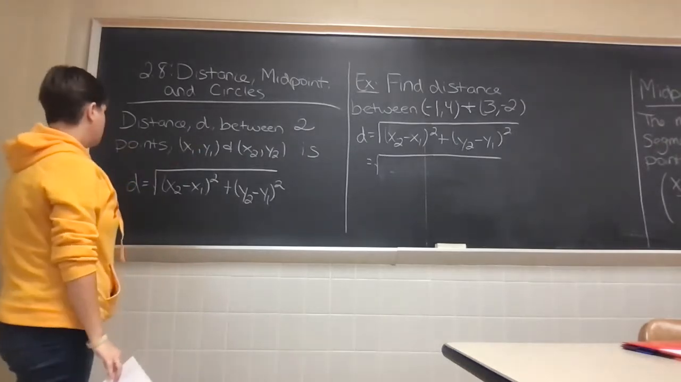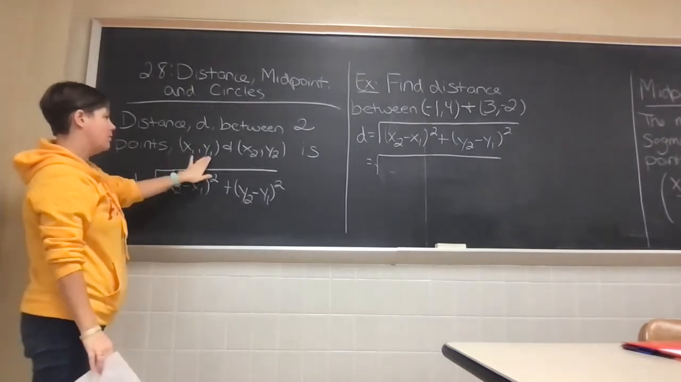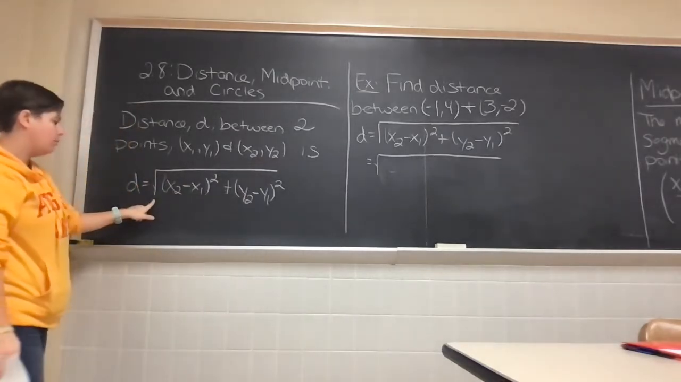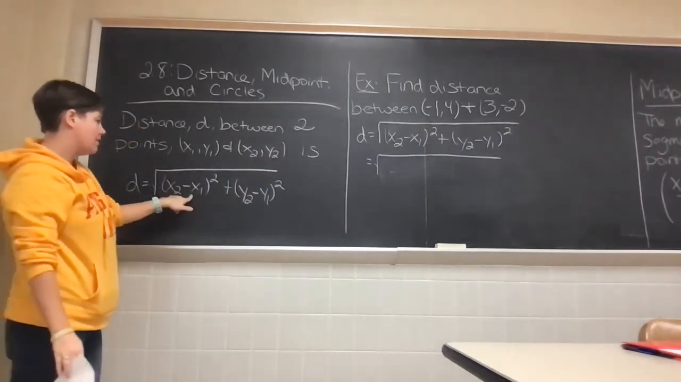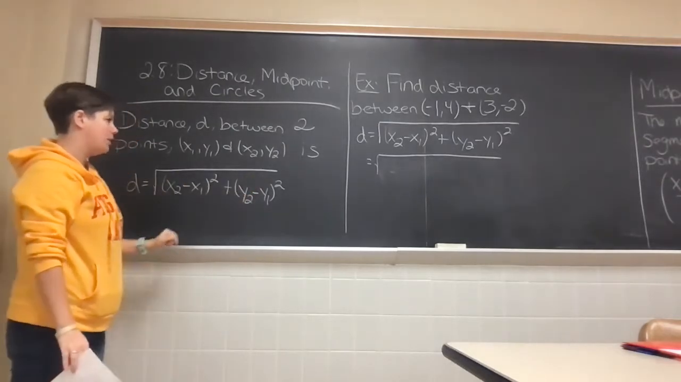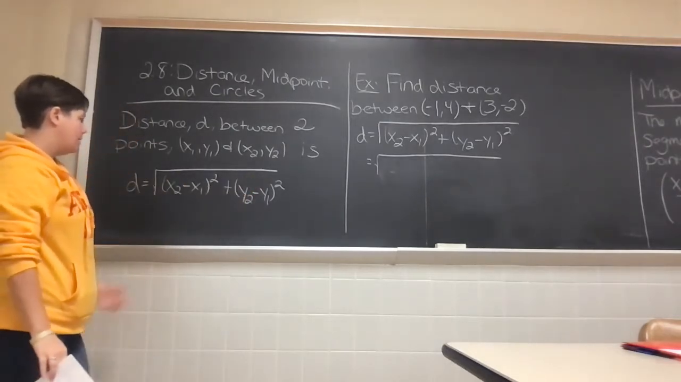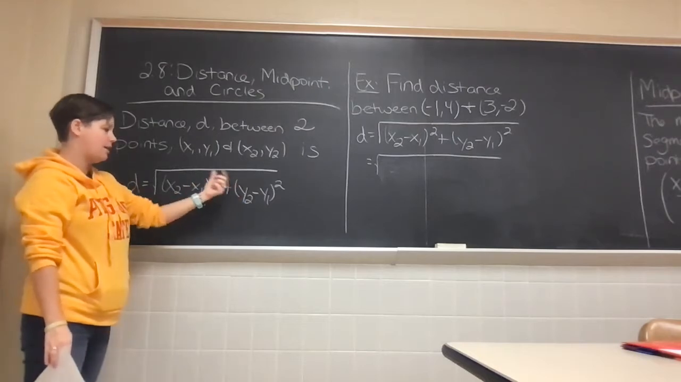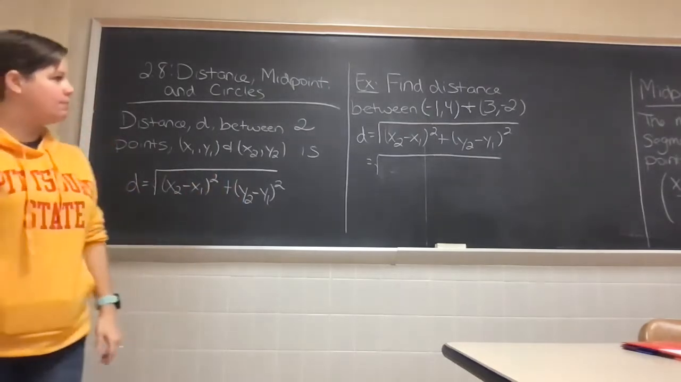And so the distance between 2 points, which we label x1, y1, and x2, y2, is the square root of x2 minus x1 squared plus y2 minus y1 squared. Basically, we're taking the distance between those points, squaring them and adding them, and then square rooting them.